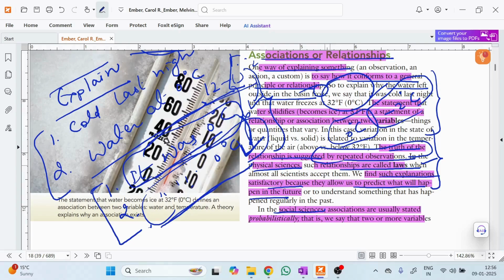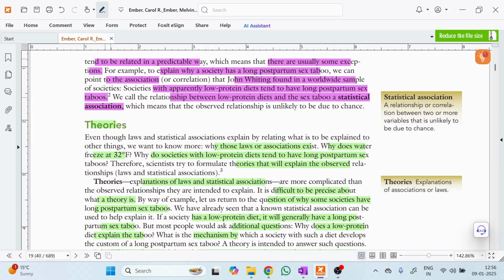Then in social sciences, because we have talked about physical sciences, which is not difficult, in social sciences such associations are stated probabilistically, which means prone to or influenced by probability. And we say that two or more variables tend to be related in a predictable way. But when we say probabilistically, it means there may be some exceptions, which is unlike the physical sciences. So in physical sciences, there are no exceptions.